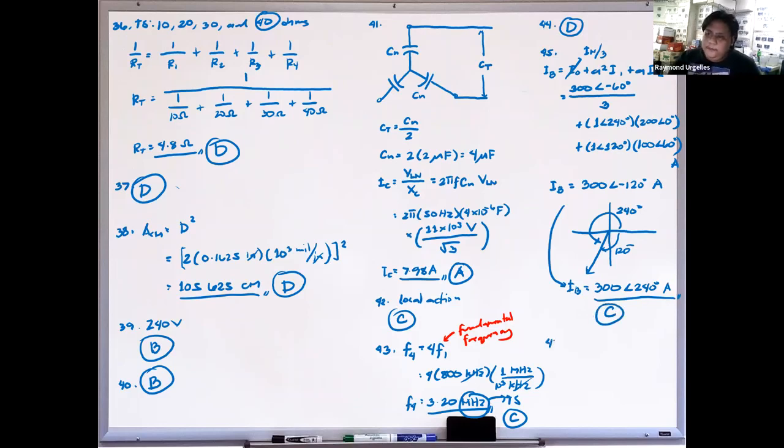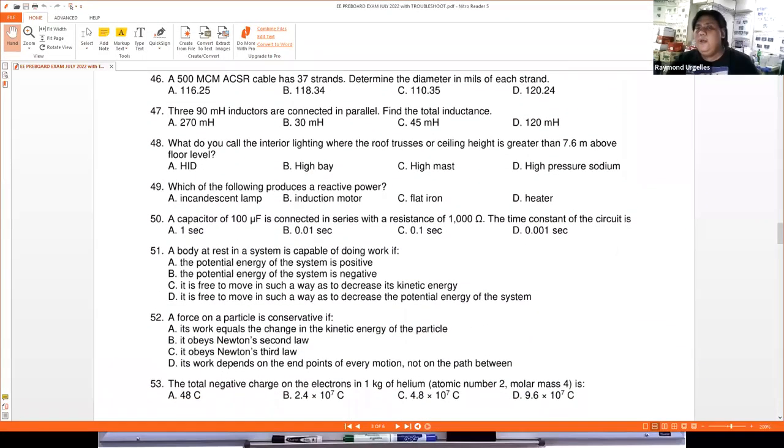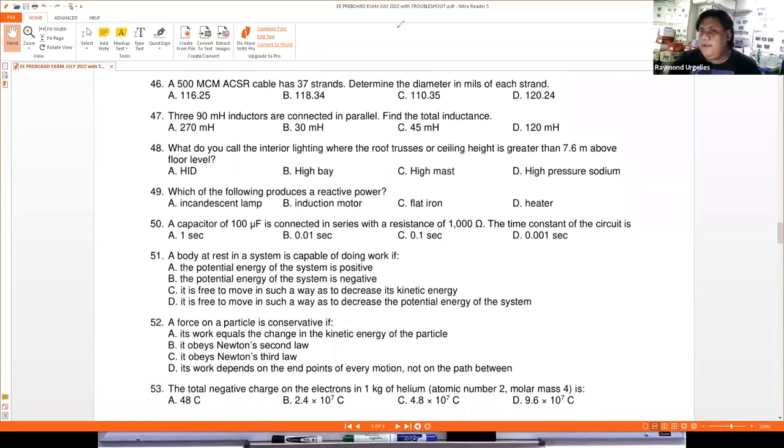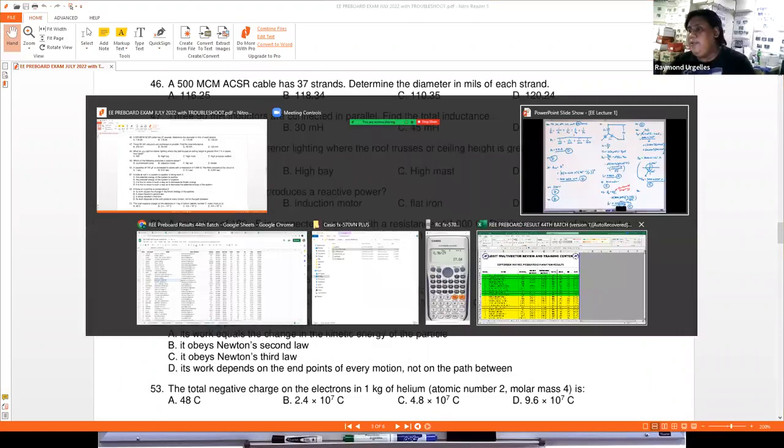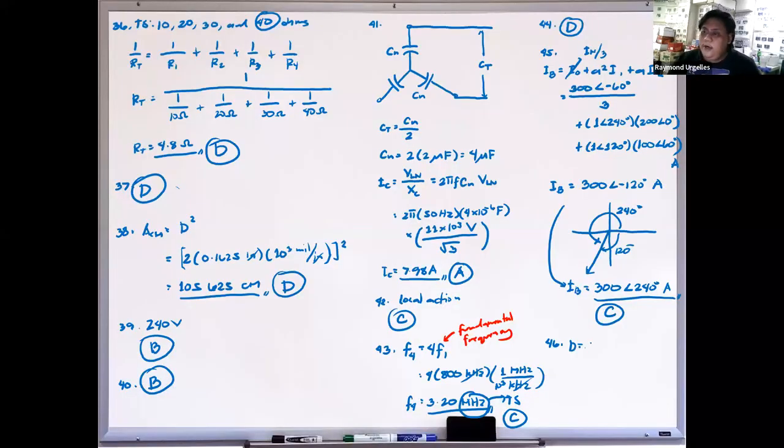So next number, 46. Note that this given 500 MCM is the area of 37 strands. To get the area per strand, i-divide lang natin yung 500 MCM by 37. Tapos yung tanong sa atin is the diameter in mils. So gagamitin lang natin yung formula: area in circular mils is equal to the diameter squared. So to solve for the diameter, it is equal to the square root of the area in circular mils.